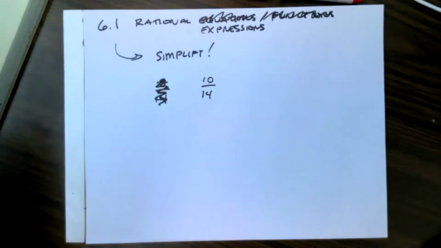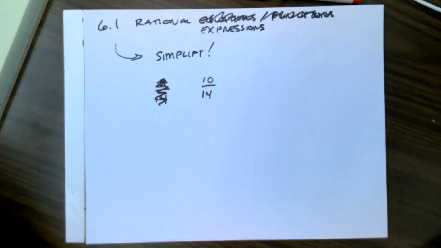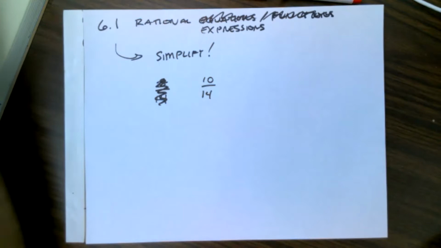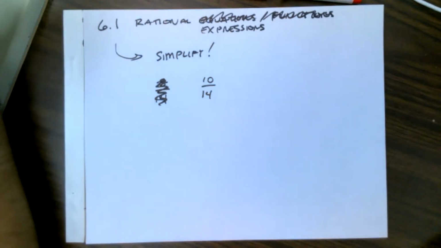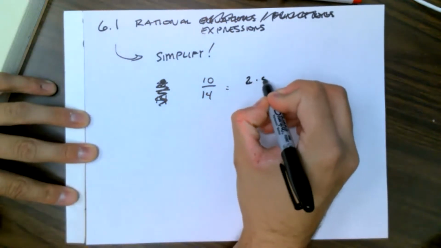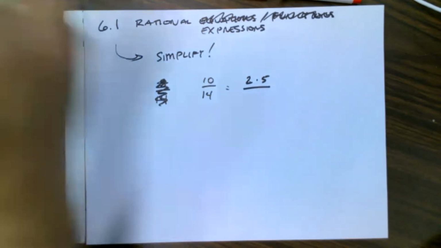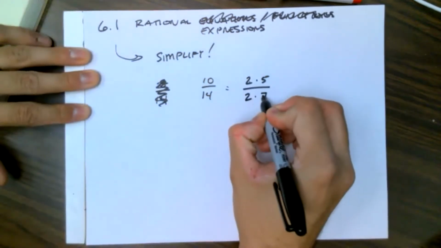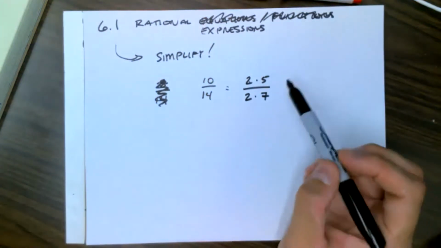And that's great. But the idea of simplifying really comes from factoring, okay? We've got to factor the top and bottom completely and see if we have common factors. So if you factor the top, 10 becomes 2 times 5, right? That is 10 factored. 14 turns into 2 times 7, okay? It's completely factored.